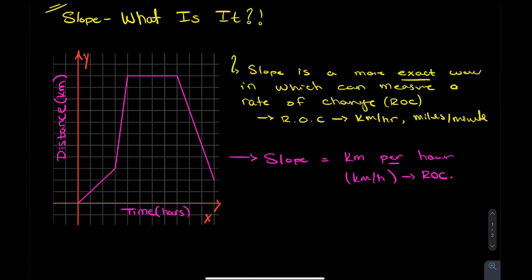Now, the rate of change needs to have a number usually associated with it. We just can't say that he traveled kilometers an hour all day, because that's useless, right? We need to have it, well, how fast did he travel? He traveled 50 kilometers an hour that day, right? So we need an exact way in order to measure this.